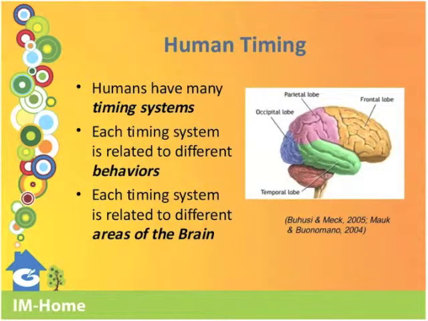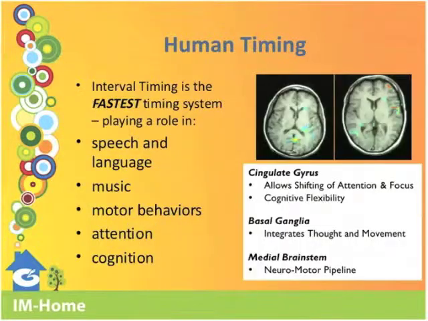We have many timing systems, and we are not going to go into that today. Just for simplicity's sake, if you have a desire to learn more about timing, there is all kinds of research on the website from Interactive Metronome. But just for today, we're going to talk about 3 different timing systems that we do have. Each timing system is related to different behaviors, and each timing system is also related to different areas of the brain. We've highlighted some areas of the brain here, and obviously there's a whole lot more of the brain than what we've showed you here.